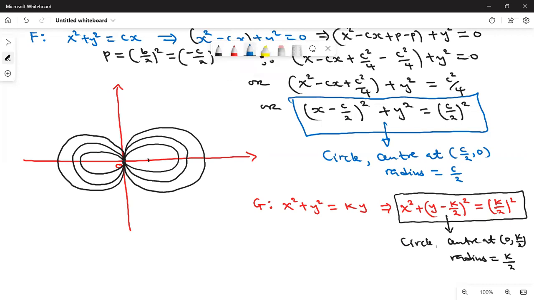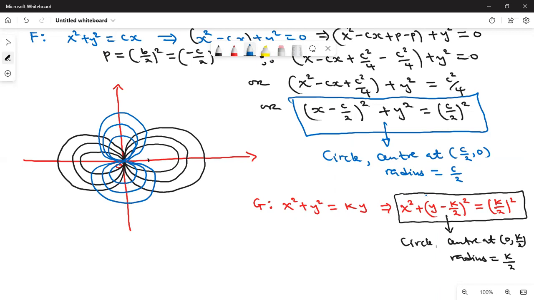When k is 0, we have the origin. When k is 1, we have this kind of a circle. When k is -1, we have the negative y-axis. When k is 2, as you continue increasing k, you'll get this circle, another one this side. So we proceed to increase the k, we get this, and another one this side.